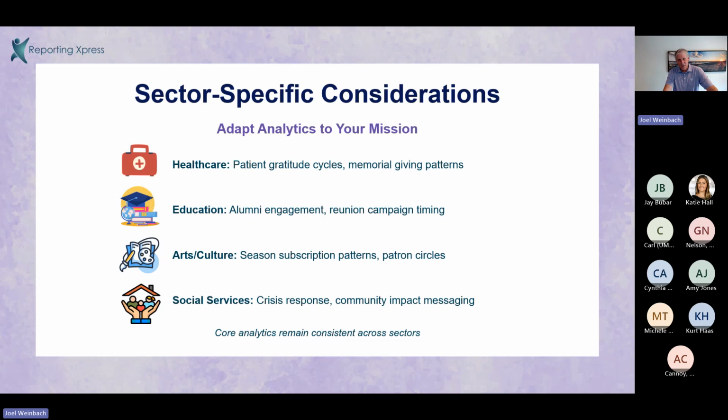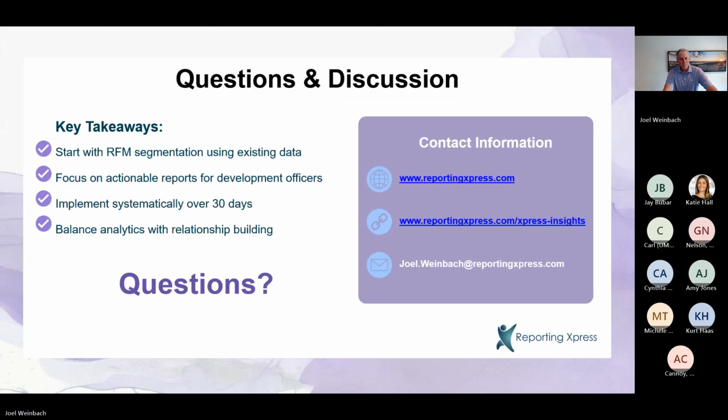Some things to consider: don't take generic nonprofit rules of thumb to be the Bible. Your sector may have certain factors that impact how and when donors give. You need to keep that in mind when you're setting up your KPIs and your plan. And again, start with RFM. Focus on creating actionable reports for development officers. If you give them something to do that they can go run with and be successful with, they'll be happy and they'll be coming back for more.